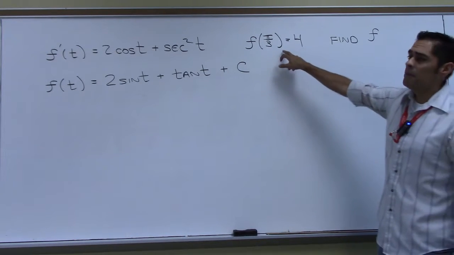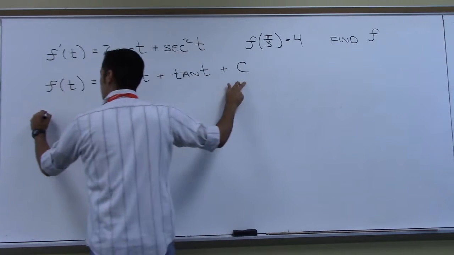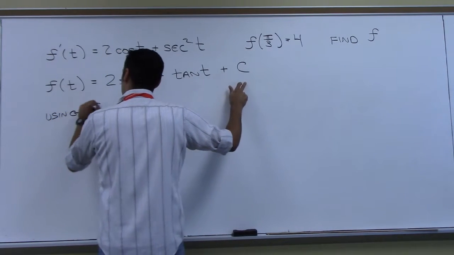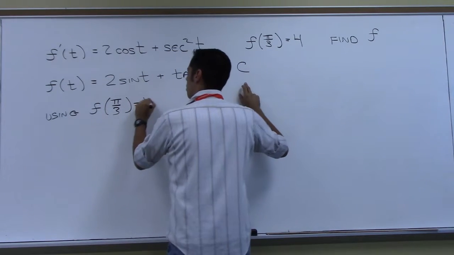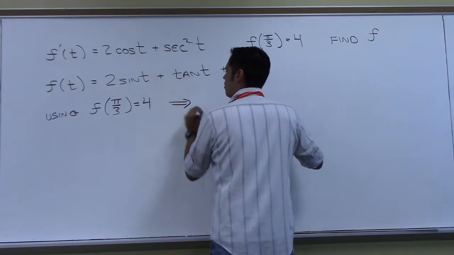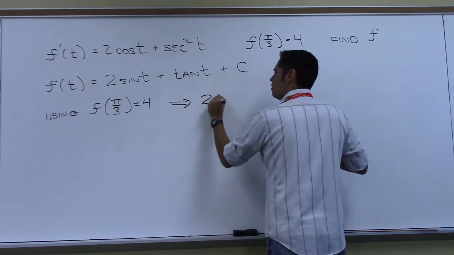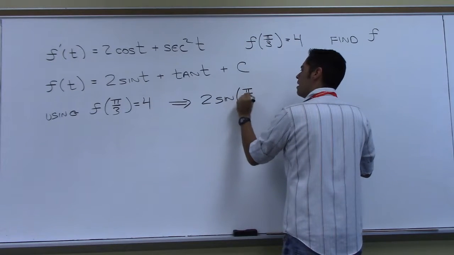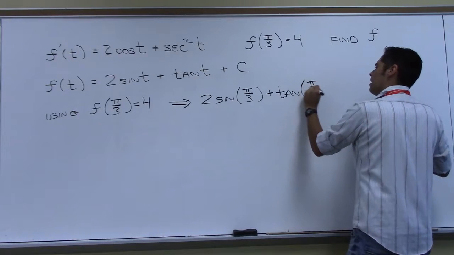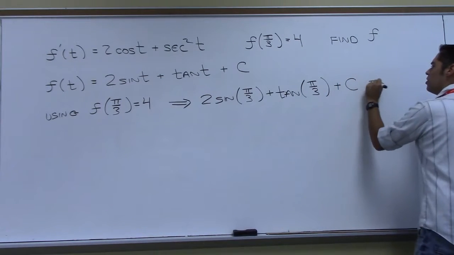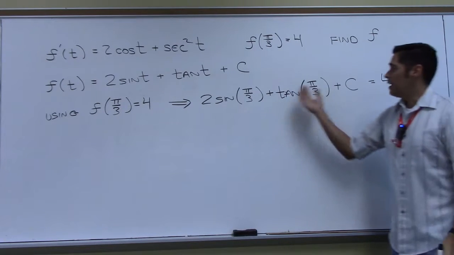Now we use this information to actually nail down what c is. Using the fact that f of pi over 3 is 4, that implies that when we plug pi over 3 into this expression, 2 sine pi over 3 plus tangent pi over 3 plus some constant, we should get 4 to come out. So we just need to know what these values are.